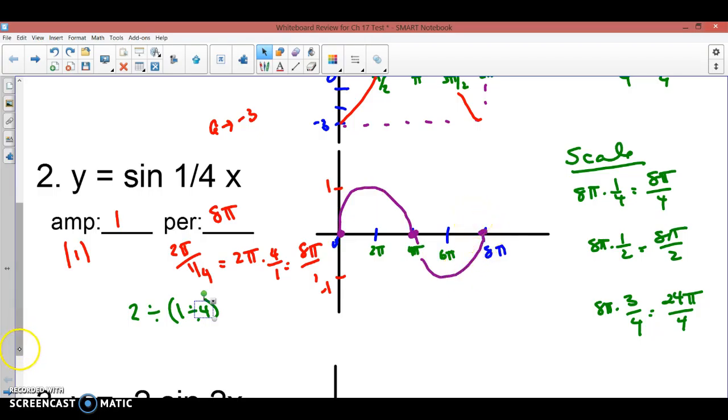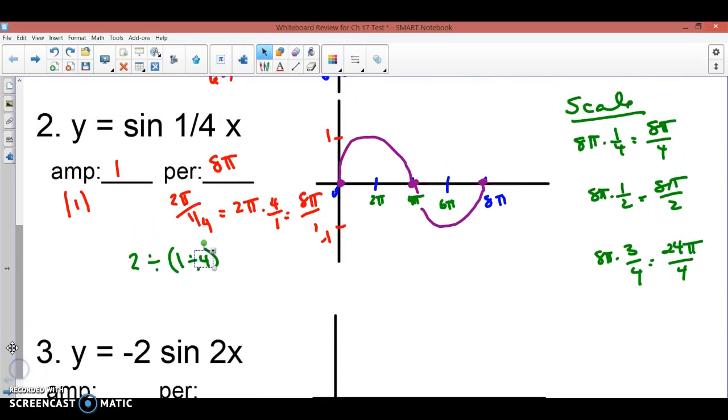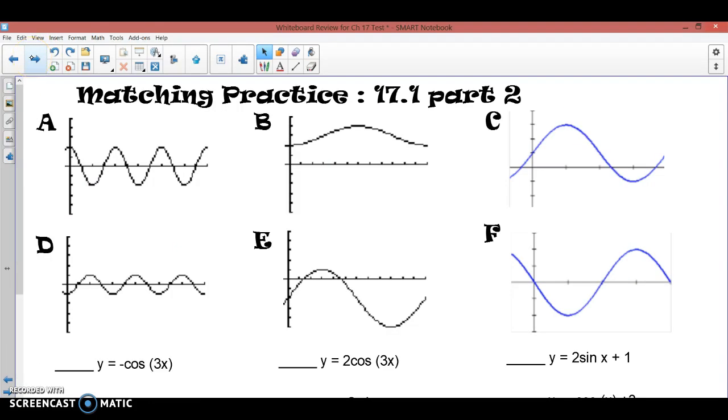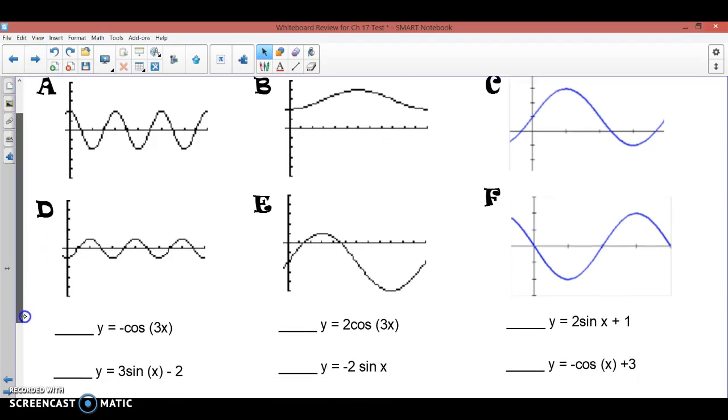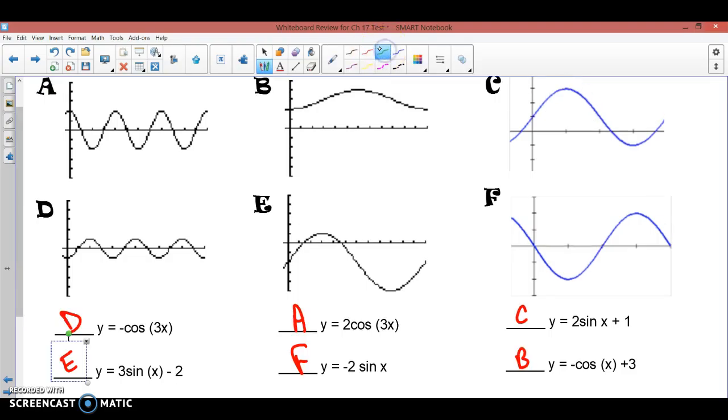Okay, so I think we're probably pretty good with that. If you need the extra one, I do have work written on the paper, but I'm going to guess we're probably pretty good. Okay, second slide reviews the matching. So I'm going to give you a moment and see if you can match the 6 graphs, and then we'll go over your answers.